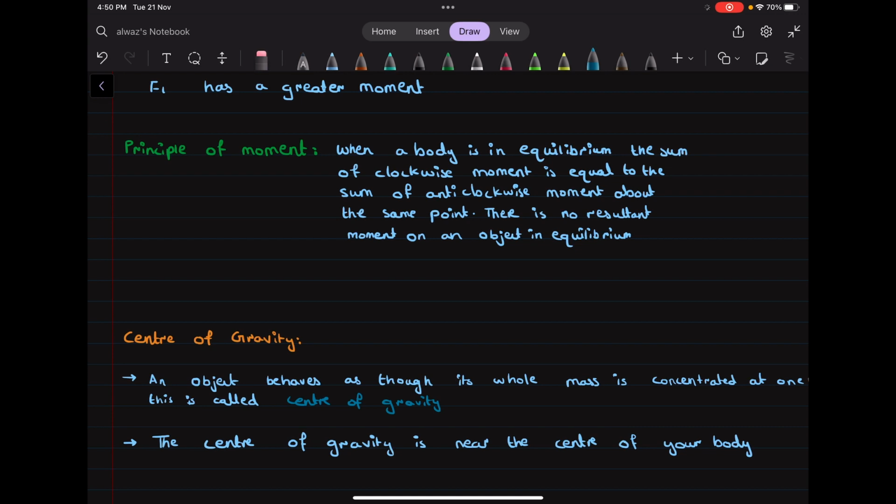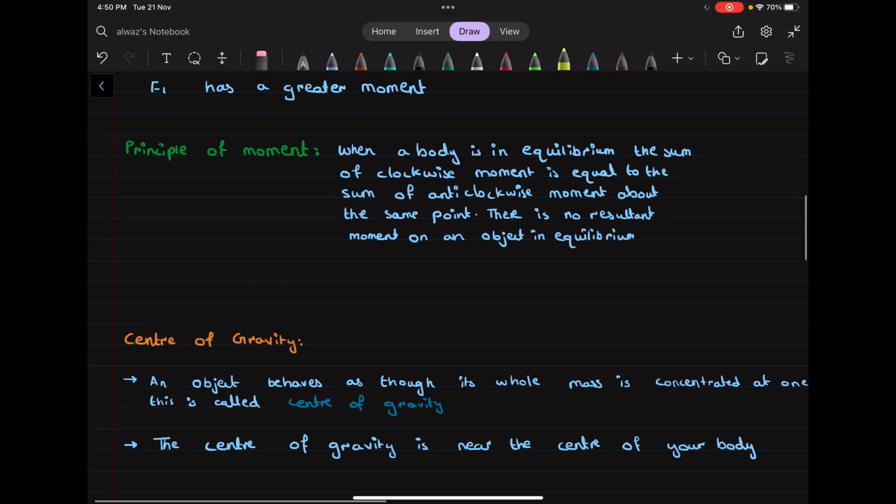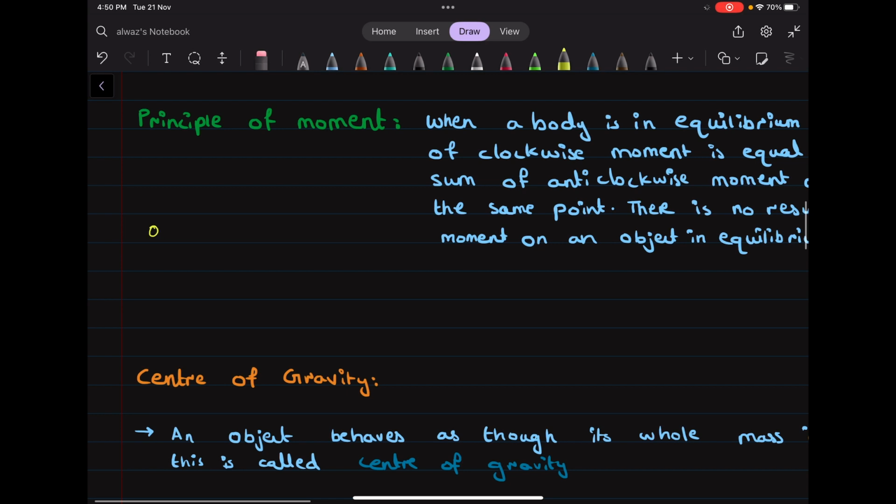So now let's talk about the principle of moment. When a body is in equilibrium, the sum of clockwise moments is equal to the sum of anti-clockwise moments about the same point. There is no resultant moment on an object in equilibrium. So what does this mean? Let's try to imagine. For example, this is our pivot and this is our slab or door or whatever you want to call it.